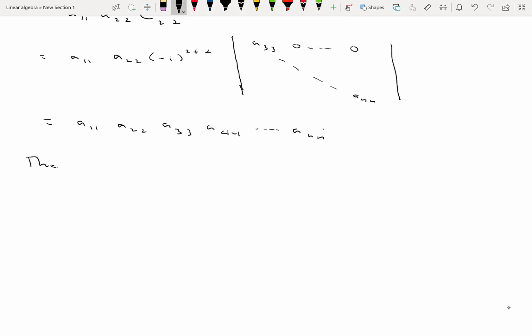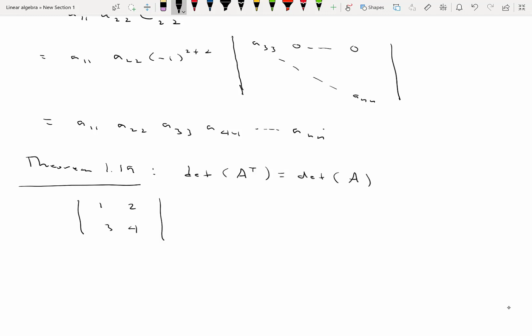Our next theorem is Theorem 1.19 from your textbook. Okay. The determinant of A transpose is the same thing as the determinant of A. That's kind of neat. It's also easy to see. 1, 2, 3, 4. That determinant is 1 times 4 minus 2 times 3, or 4 minus 6, which is negative 2.